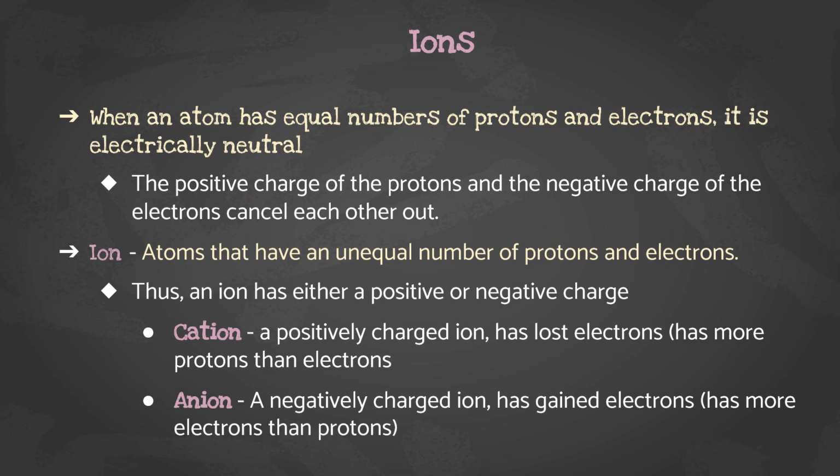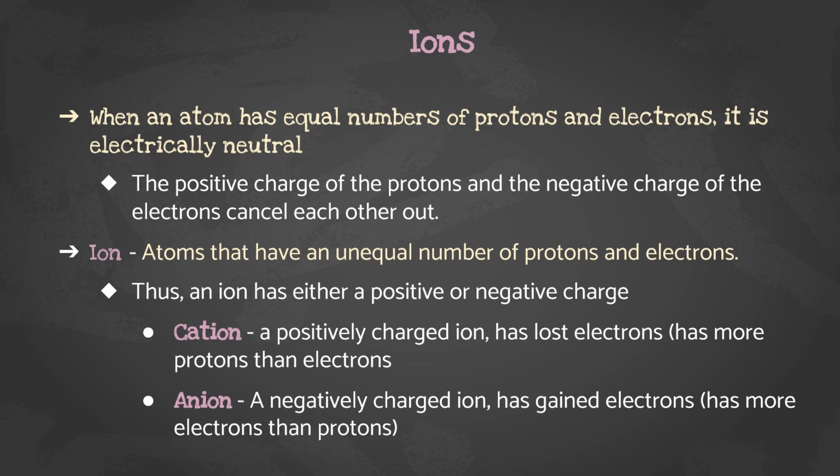Now that we've talked about what isotopes are, let's talk about what ions are. With isotopes we were changing the neutrons, and now we're going to change the electrons. When an atom has an equal number of protons and electrons, it's electrically neutral. It's like subtracting 8 from 8. We get 0, so there's 0 charge.